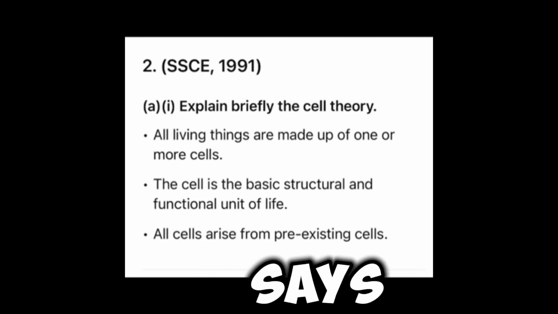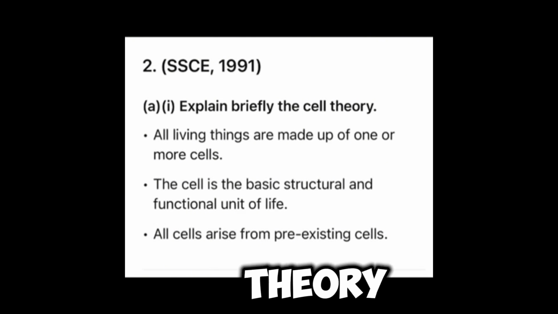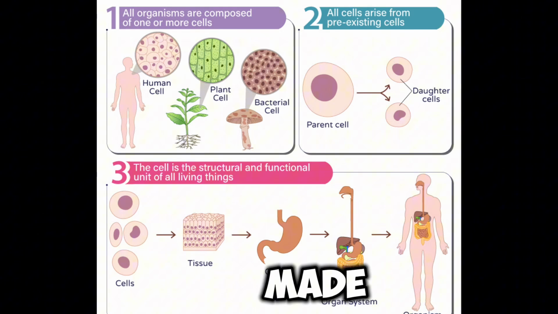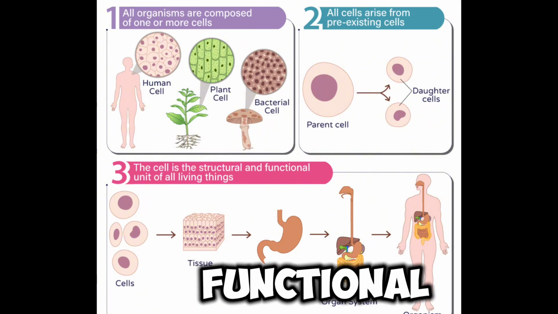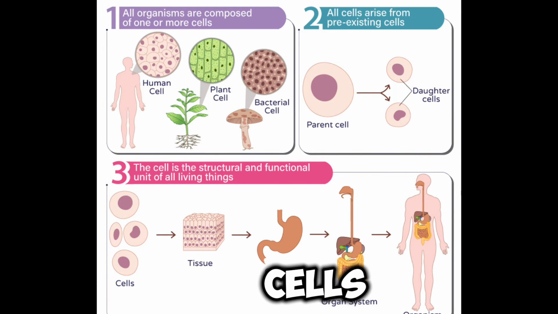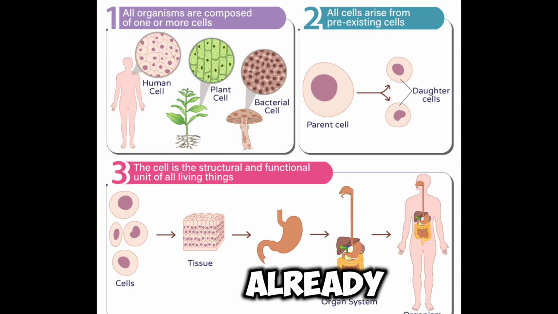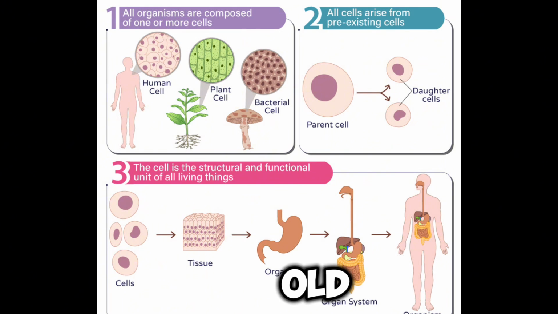The next question says, explain briefly the cell theory. All living things are made up of one or more cells. The cell is the basic structural and functional unit of life, and all cells arise from pre-existing cells. So they come from cells that already existed but are already old and then renewed.